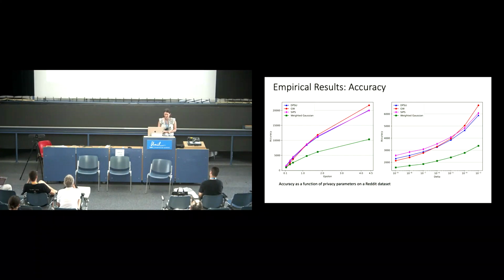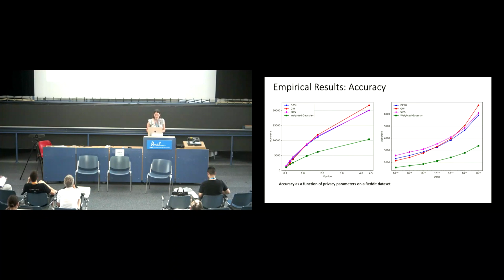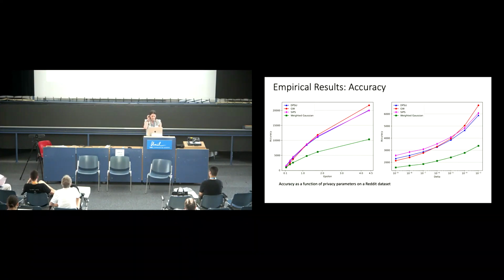Okay, so let's look at some results. Here I've plotted accuracy versus epsilon on the left for a fixed delta on a Reddit data set. And the SIPS algorithm is in pink here. You can see that the accuracy is pretty much on par with the 2 greedy algorithms that exist, while the accuracy of SIPS is about double that of weighted Gaussian, which was the one that scales well to industrial applications. And the same trend holds if we fix epsilon and vary delta. And in general, this trend holds across the data sets that we tried.